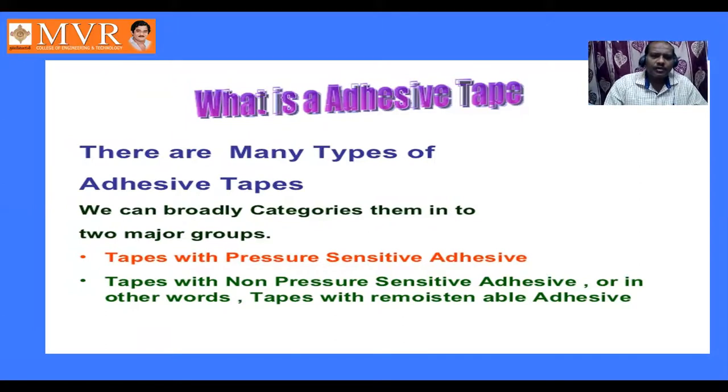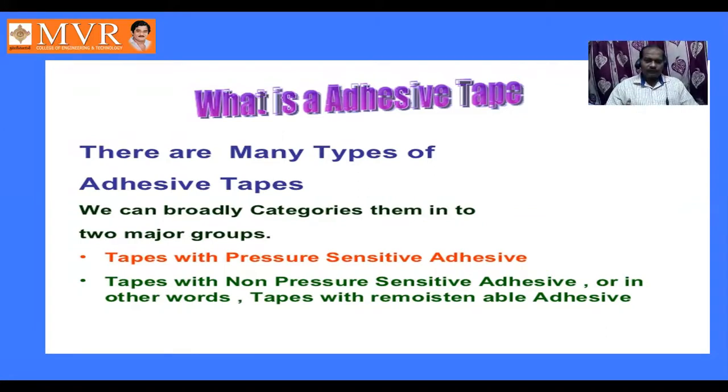Apart from this, we are going to have a number of different tapes when we consider applications. What are the applications? We have a tape for medical, a tape for plumbing, a tape for electrical wiring, a tape for external work, and a tape for fixing or packing material. We have a cello tape, which is transparent. Like this, a number of tapes are there based upon their applications.